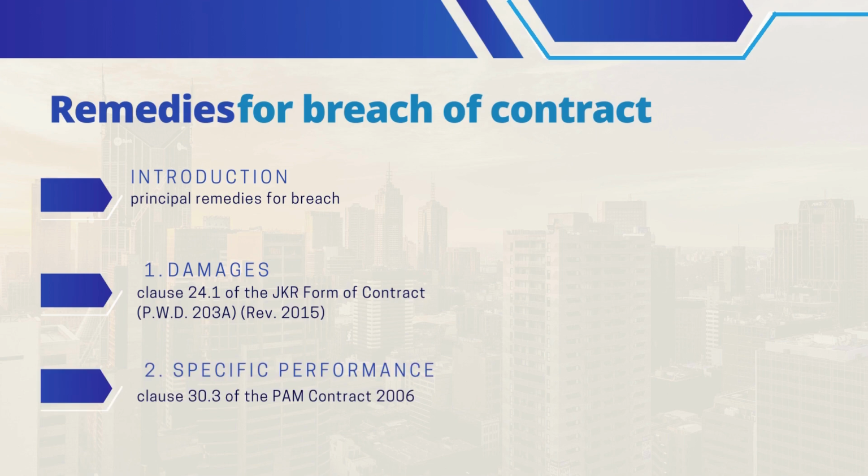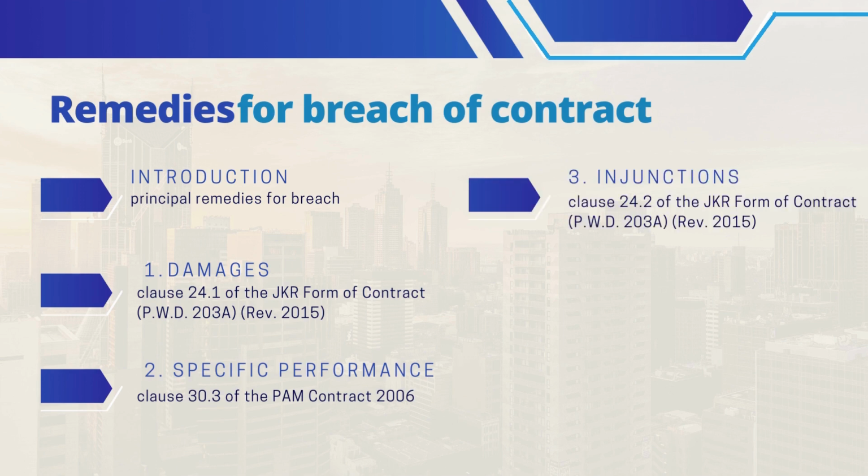Specific performance is a remedy that requires the breaching party to perform their contractual obligations. In the construction industry, specific performance may be used when the non-breaching party requires the contractor to complete the project according to the agreed-upon specifications. For example, Clause 30.3 of the PAM Contract 2006 states that if the contractor breaches the contract by failing to complete the works, the employer may require the contractor to complete the works within a specified time.